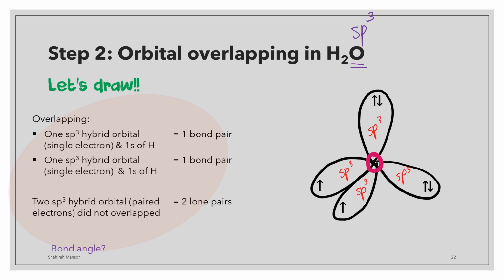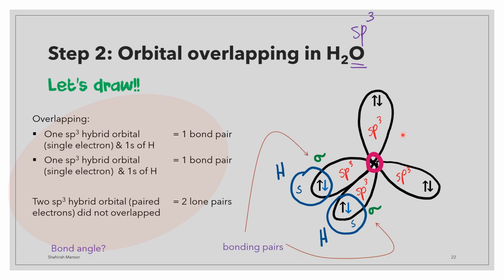So which orbital will overlap with hydrogen? Definitely the sp3 orbital that has a single electron over here. So overlapping with two hydrogen atoms will form sigma bonding, okay, at these two positions. So these are the bonding pairs, and the other two of the sp3 hybrid orbitals up here, which have paired electrons, will become sigma non-bonding, that is, lone pairs. So basically this is the drawing of the orbital overlapping for the hybrid orbital of oxygen.